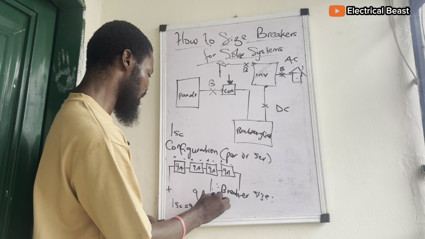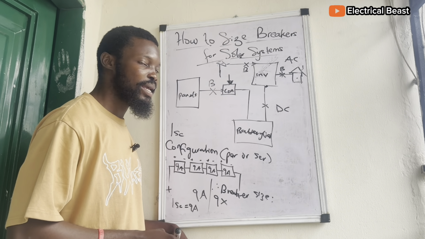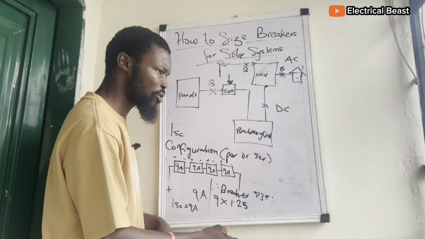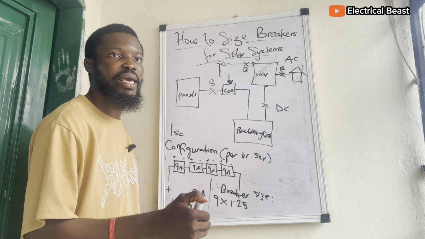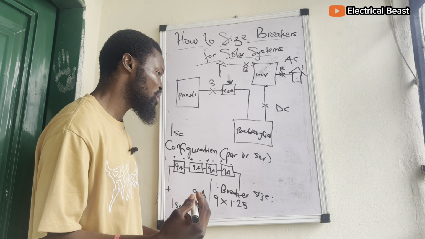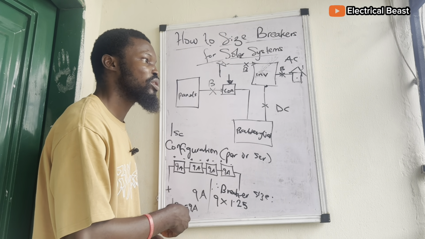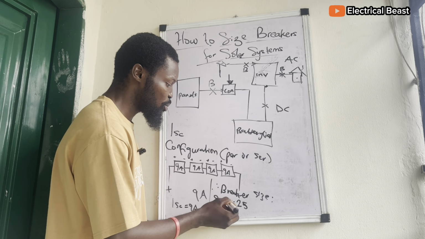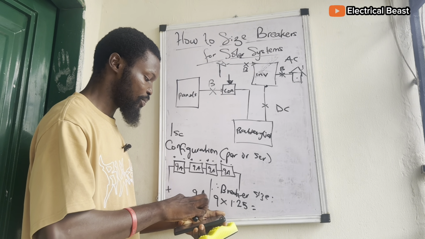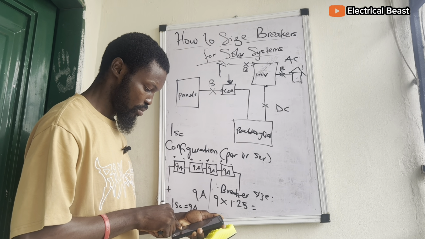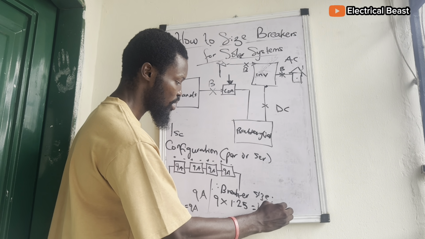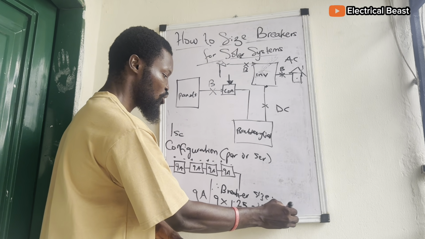Breaker size is equal to 9 times, I'm going to multiply by a factor, 1.25. Now, this factor was put up by NEC, that's the National Electric Code. It's a regulatory body in the United States that recommends standards for safe electrical installations and what have you. Let's multiply by 1.25. So 9 times 1.25, the safety factor if you like, is 11.25 amps of short circuit current.